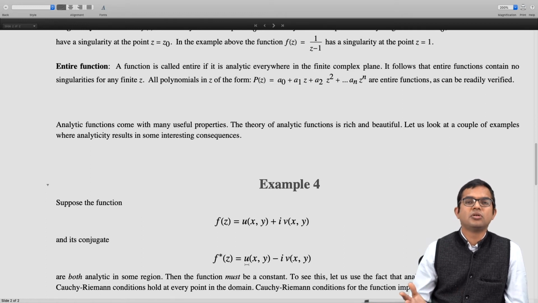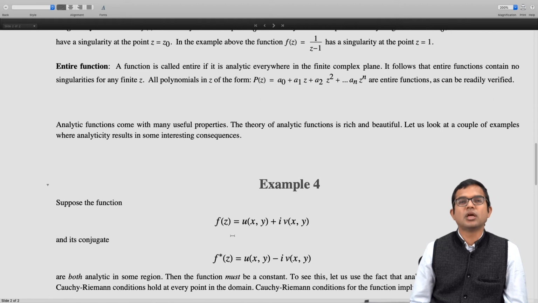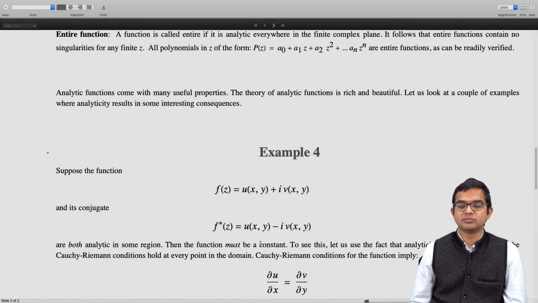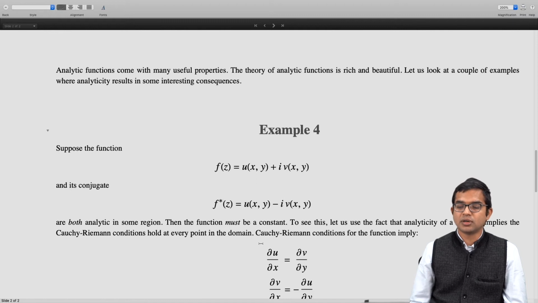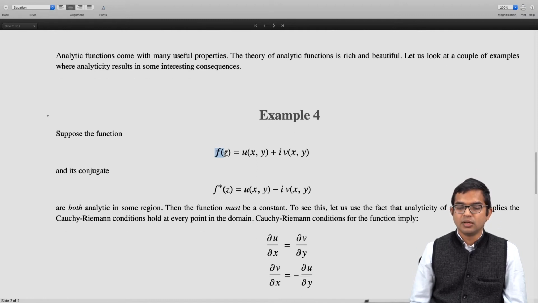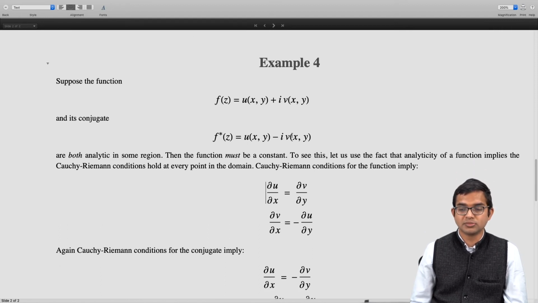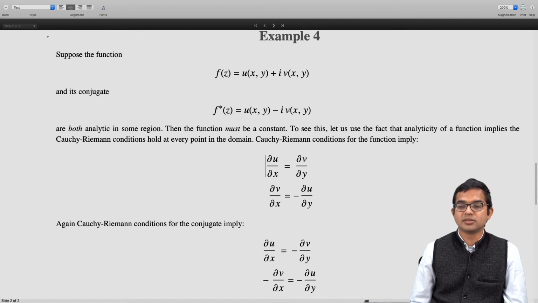So this follows directly from Cauchy-Riemann conditions, right? Both f of z and f star of z must satisfy Cauchy-Riemann conditions, and this turns out to make it so constrained that it becomes a constant. So the Cauchy-Riemann conditions for the function f immediately imply that dou u by dou x must be equal to dou v by dou y, and dou v by dou x is equal to minus dou u by dou y. Again, Cauchy-Riemann conditions must be satisfied by f star of z, right? So you have a u and a minus v here. So dou u by dou x must be equal to minus dou v by dou y, and minus dou v by dou x must be equal to minus dou u by dou y.